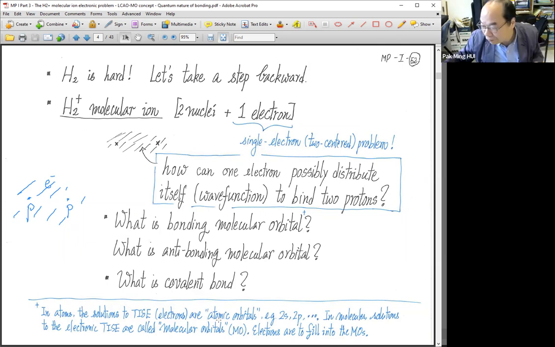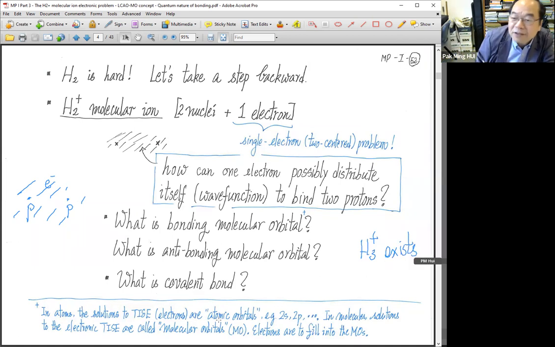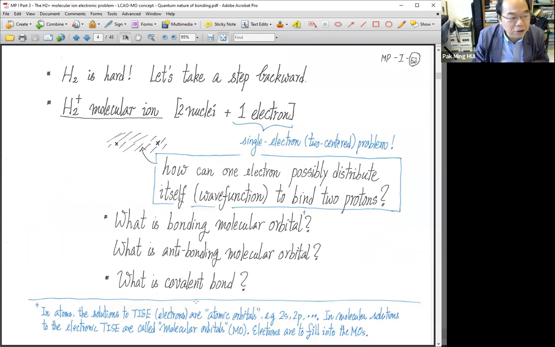And let me give you an even more fascinating story. H3 plus. One electron can even bind three protons. It is found in interstellar dust out there. It's part of astrochemistry, not astrophysics. So this is rather fascinating, but again, I don't want to go too far. We just focus on H2 plus.